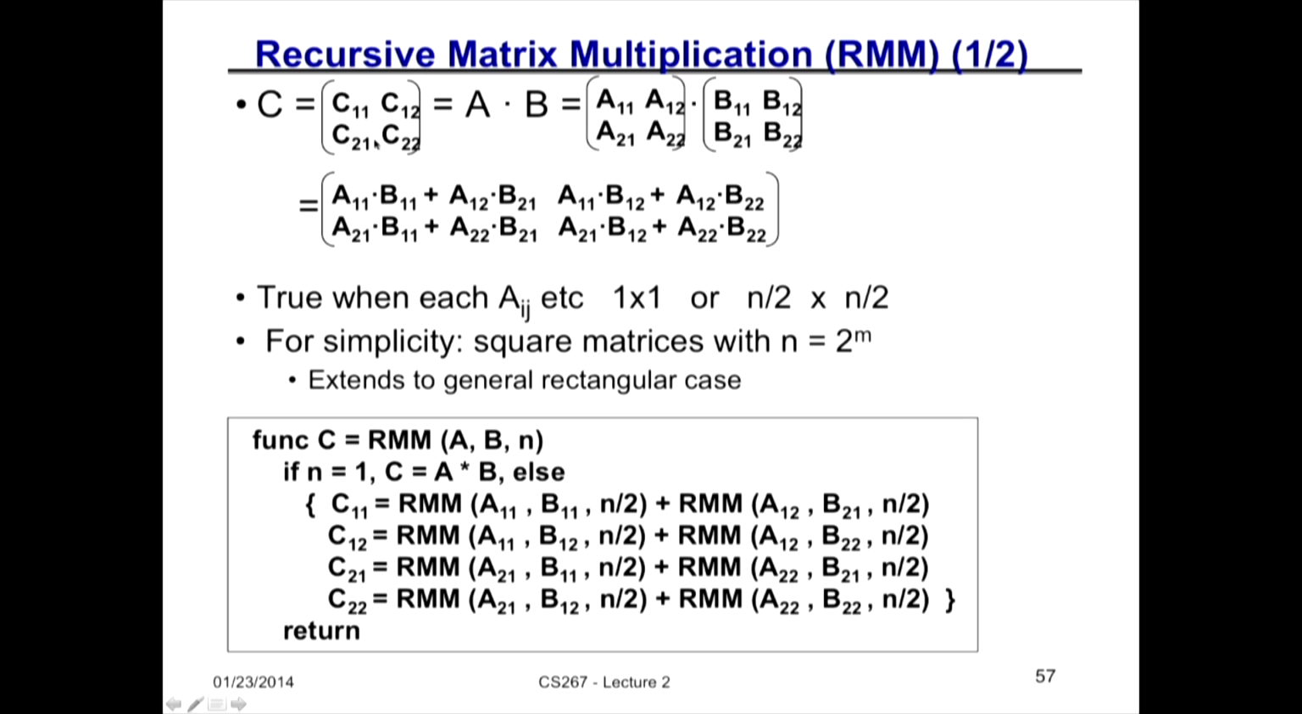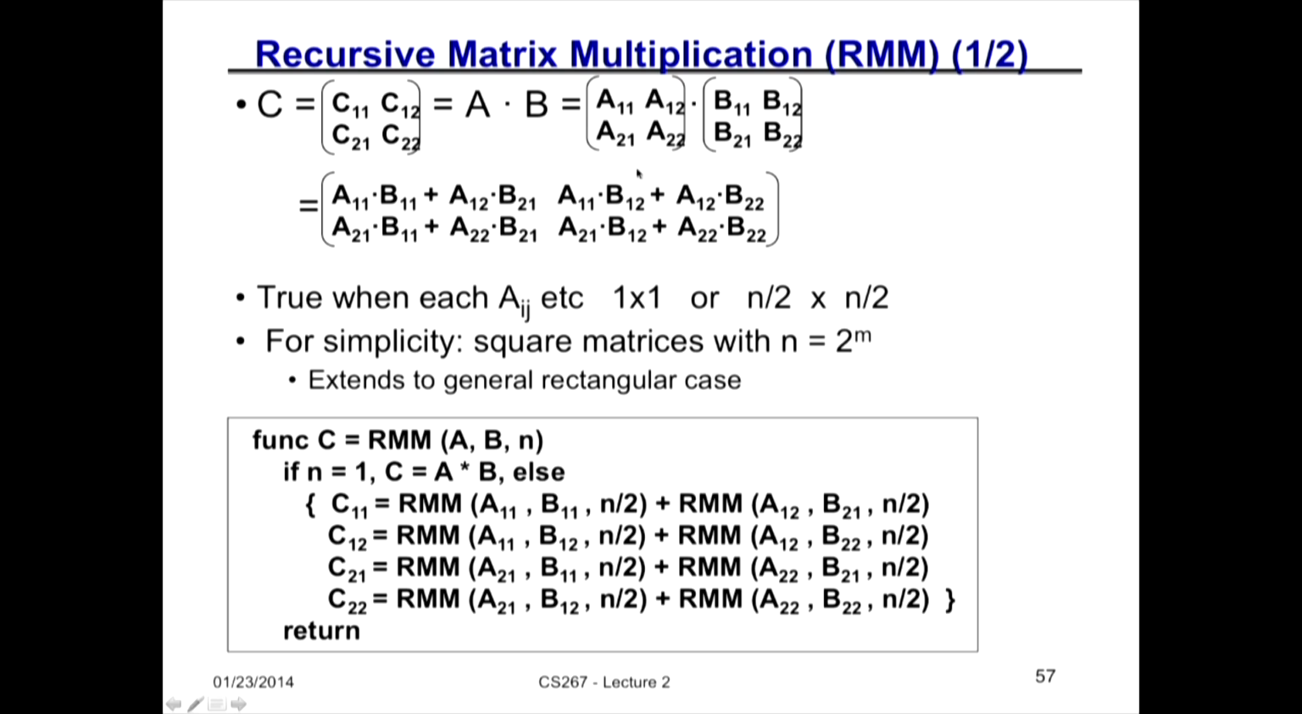Now it turns out that this formula that I've written here is completely true, whether or not each of these guys is a scalar, so a 1x1 matrix, or they're n over 2 by n over 2 matrices. So in other words, this is an n by n matrix, and that's just the upper corner of size n over 2 by n over 2. These formulas are still correct. So in other words, this dot is an n over 2 by n over 2 matrix multiply, and that's an addition of them, and so forth.